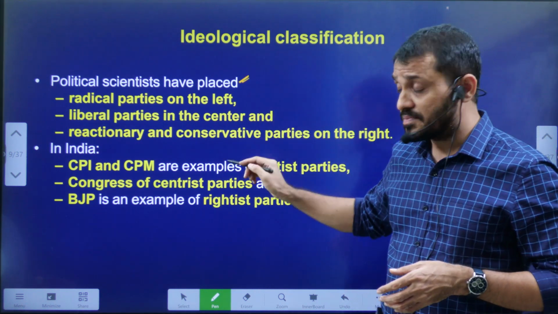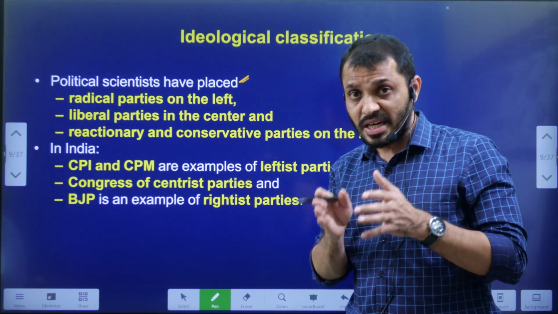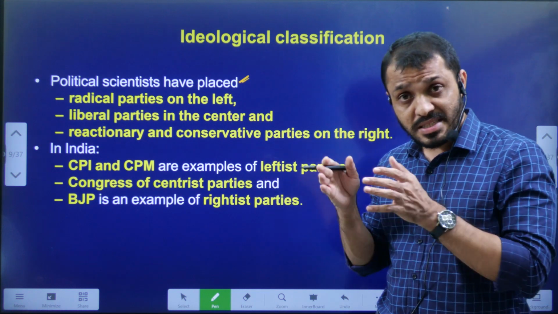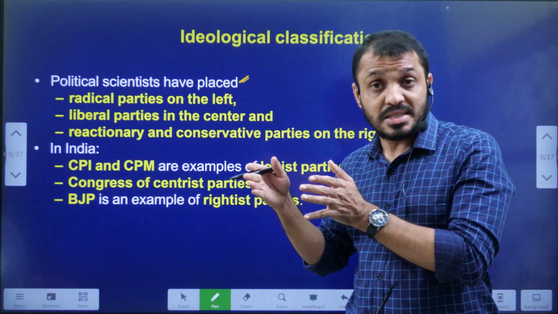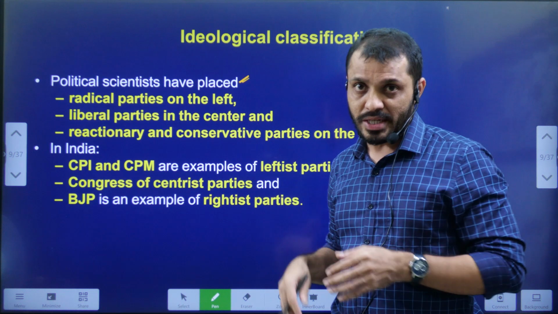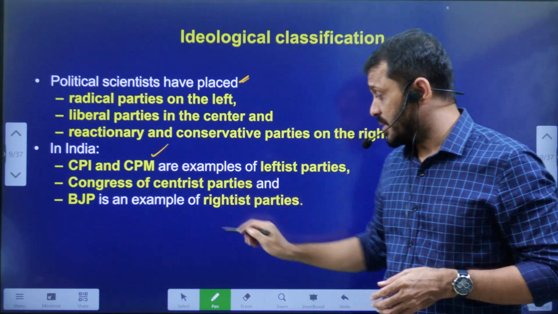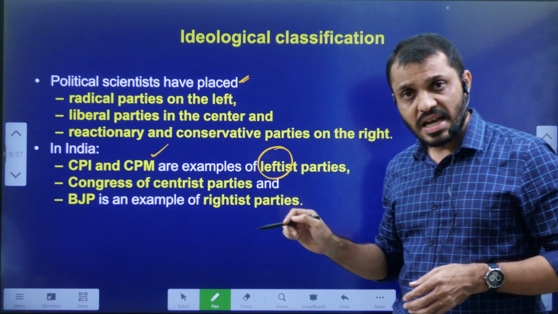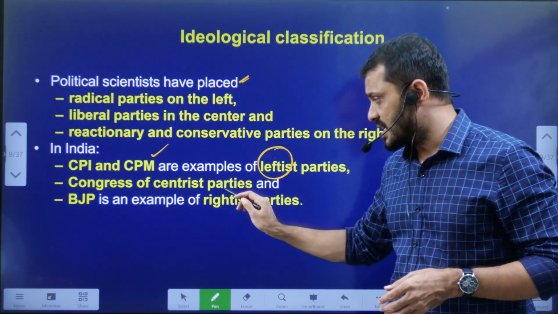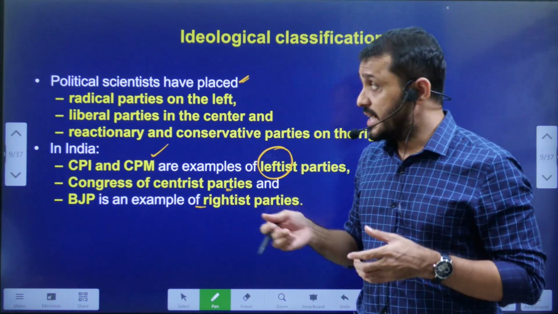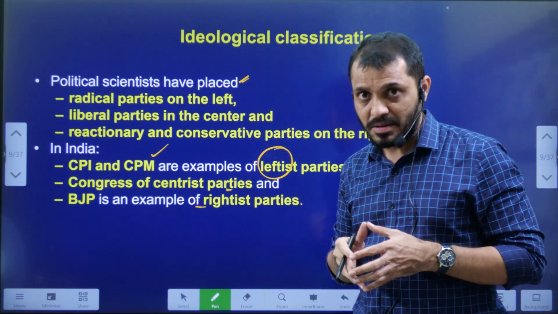Political scientists place radical parties on the left of the ideological spectrum, the liberal parties in the center, and reactionary and conservative parties on the right wing. In India, parties such as CPI and CPM are generally considered left parties. Congress is generally considered a centrist party, whereas BJP is the rightist party. It is based on their ideological spectrum.